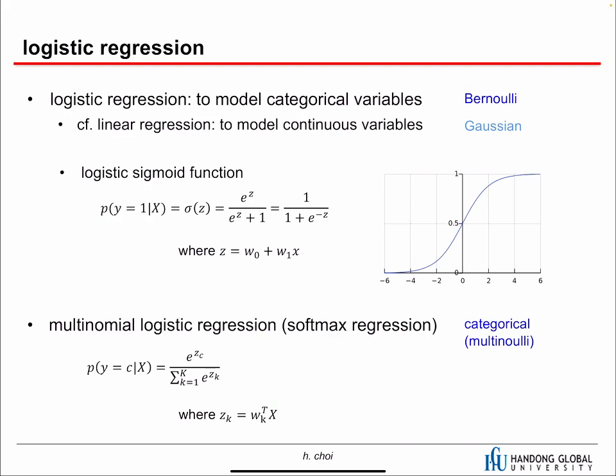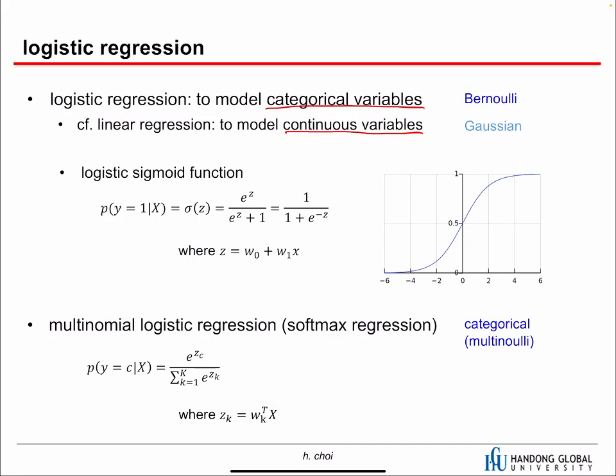Okay, so in logistic regression, we are interested in categorical variables. So like classification, binary classification. So we're interested in classifying whether this belongs to the first class or second class. But in the linear regression, the output was a continuous variable. So is it 0.2 or 0.3 or 0.4 or something?